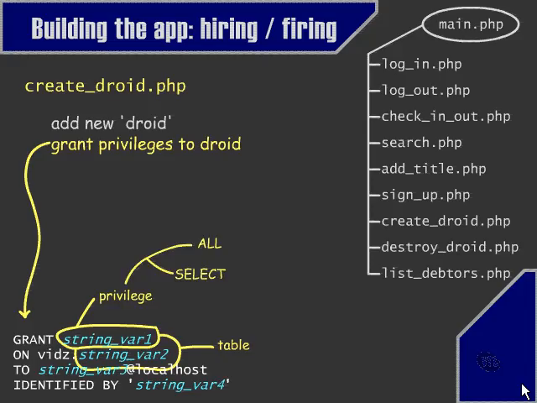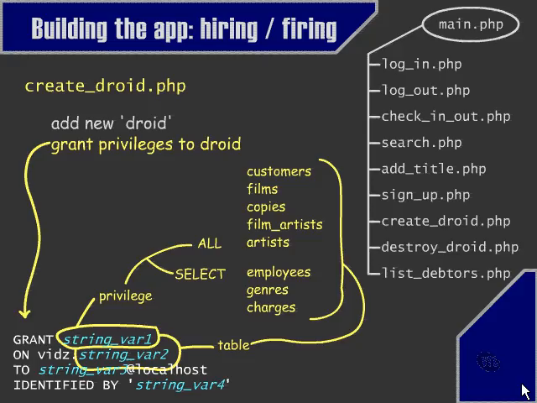The two different kinds of privileges that we're going to work with are the all and select privileges. And this will be different for different tables. We want them to be able to add and update customers, the same for films and for copies. We want to be able to let them add new films, and we want to be able to let the films be associated with artists, so we need all privileges on those tables too.